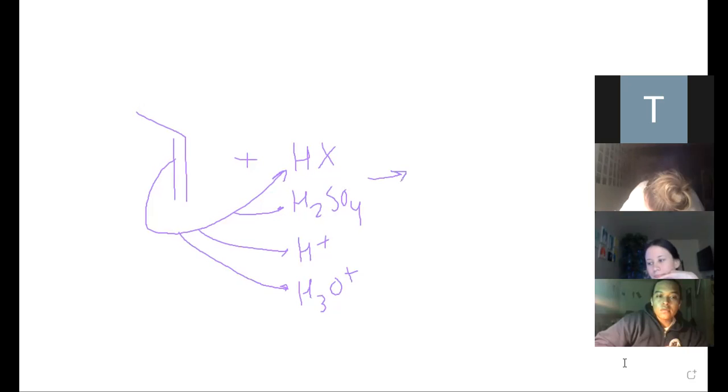So now, after you grab a proton, you have two choices.